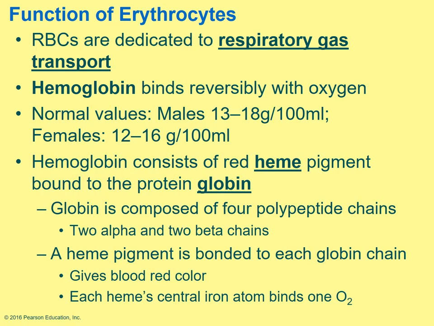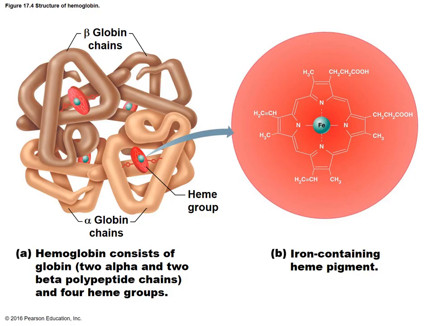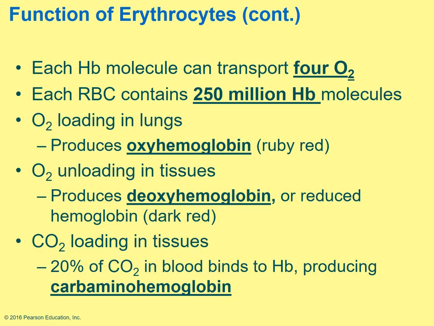The heme pigment is what gives it the red color, and then each of the hemes will bind to one. So they combine 4 oxygens per hemoglobin. That shows the structure. So if each hemoglobin molecule can transport 4 oxygen molecules, and each red blood cell contains about 250 million hemoglobin molecules, that means you can carry an awful lot of oxygen.